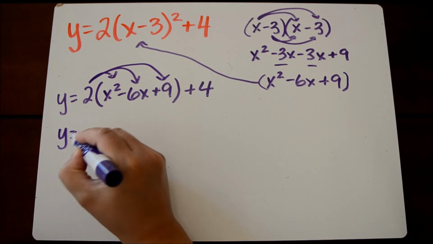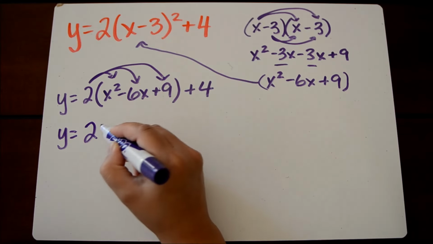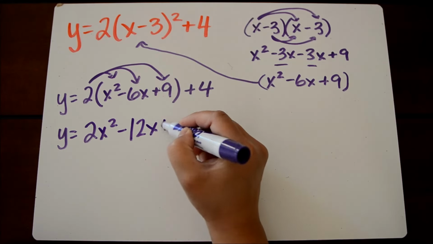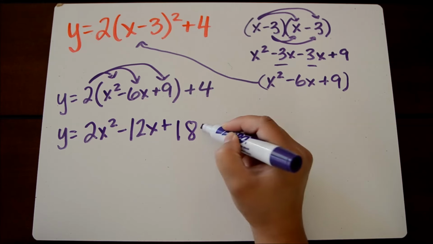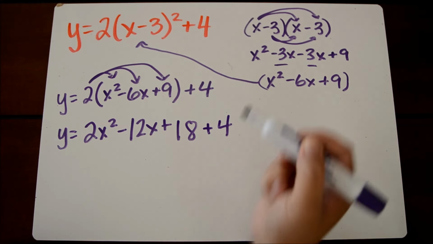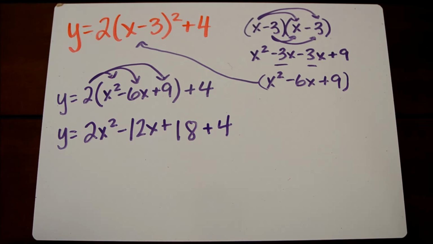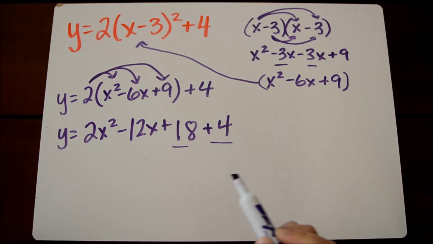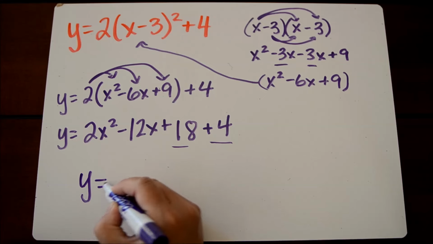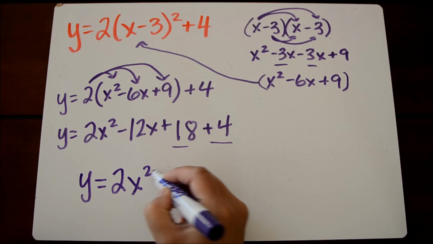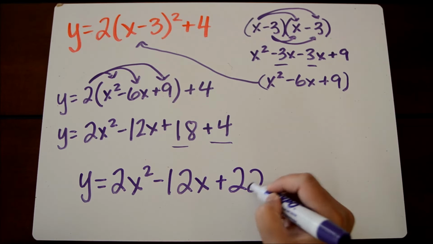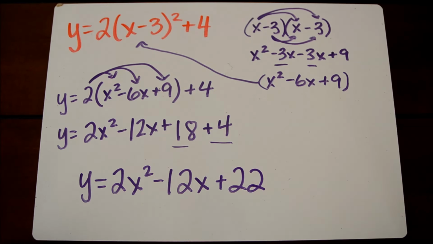We're going to get y equals 2x squared minus 12x plus 18 plus 4. And we still have to combine like terms. So on this example, we can combine our constants, 18 and 4. So our answer, our standard form equation, is 2x squared minus 12x plus 22. Let's take a look at one more example.